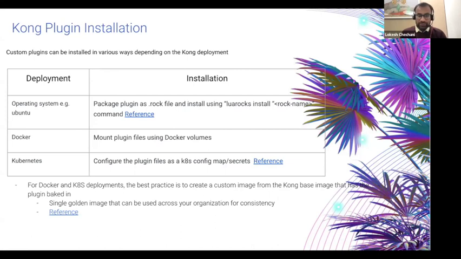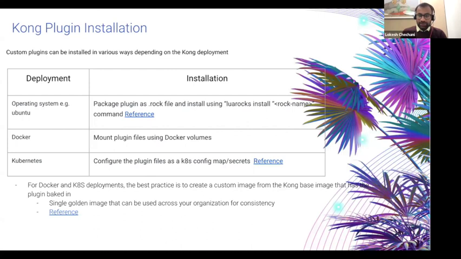And then Kubernetes is simplified a lot, which we will see in our demo. All you need to do is create a config map or secret in your Kubernetes cluster, and just point Kong, say, hey, look, this is where my custom plugin is deployed, and you just start reading those config maps and executing it.